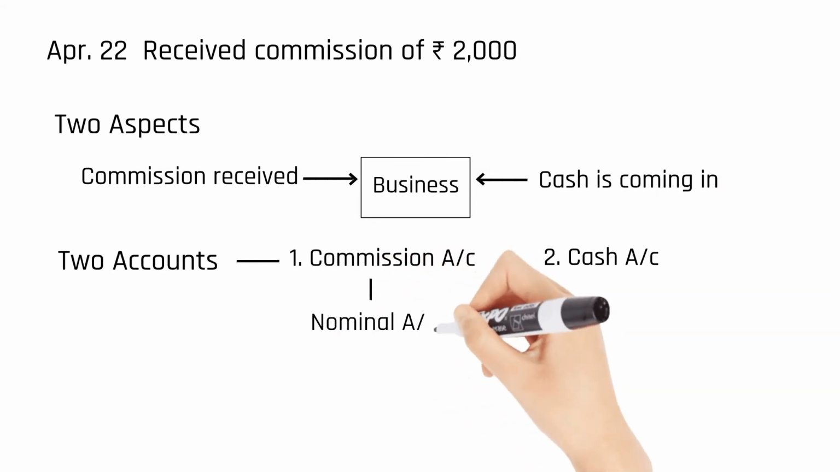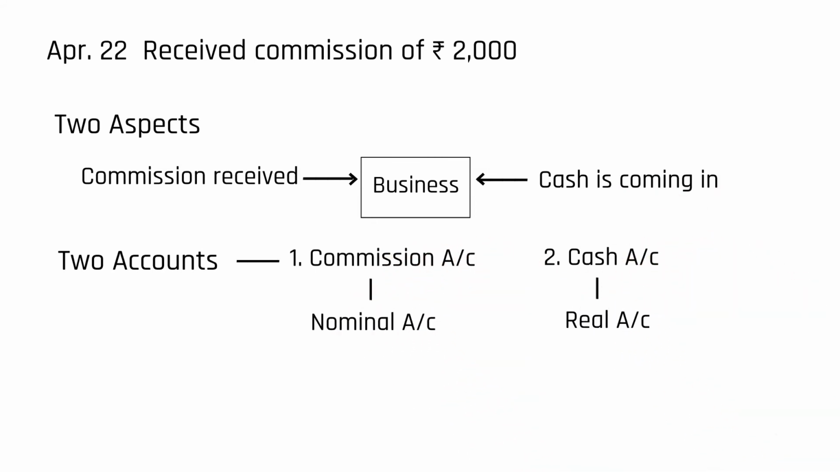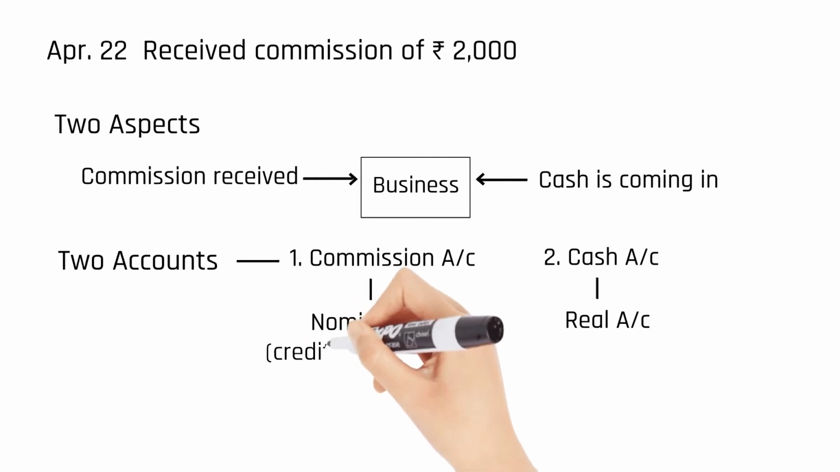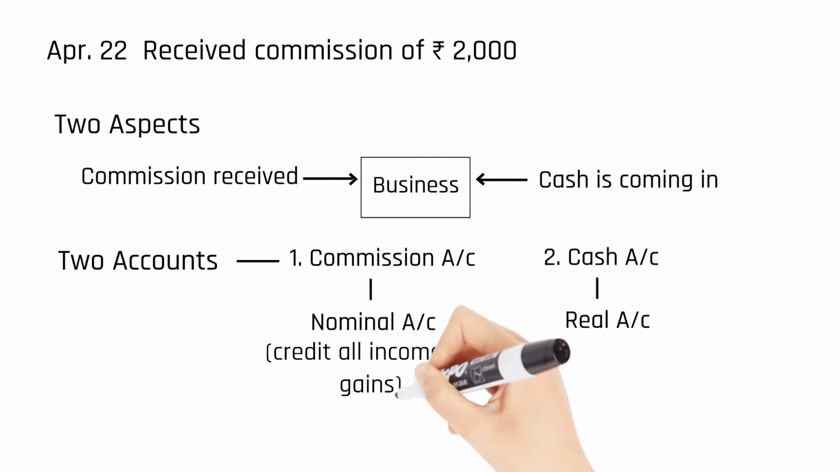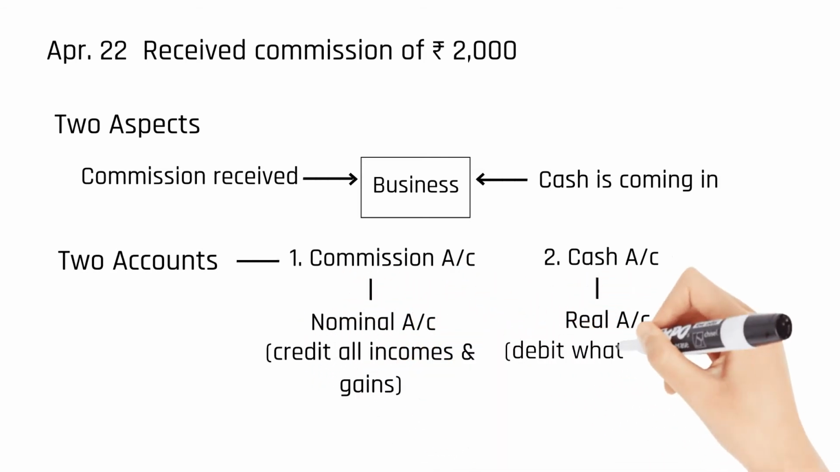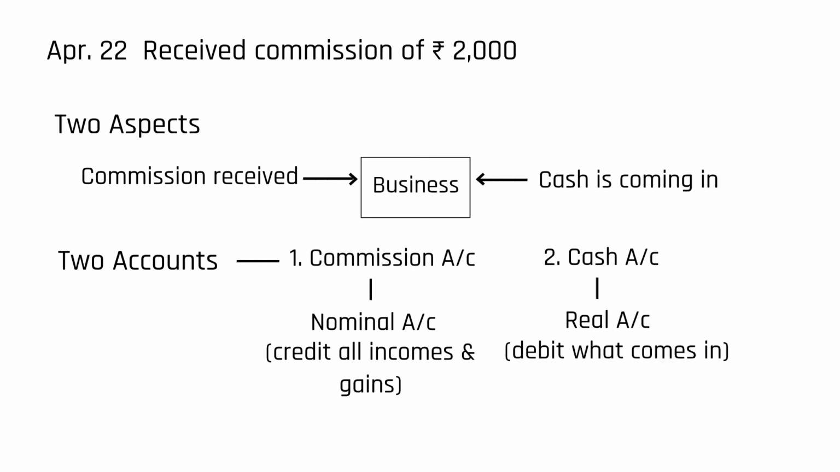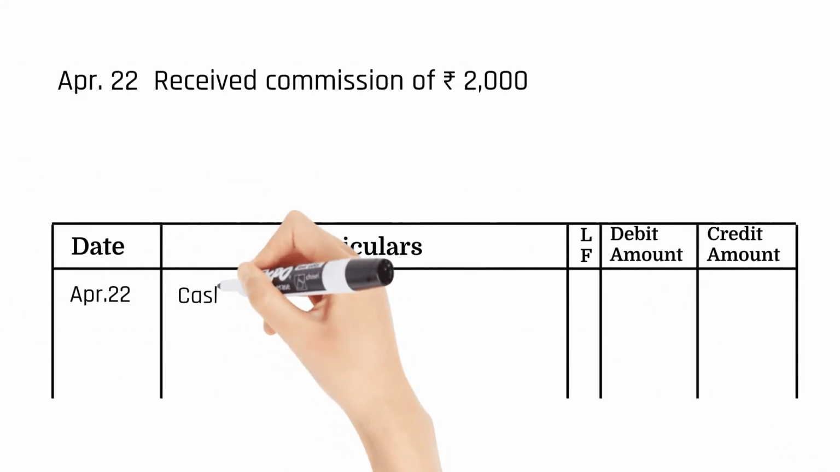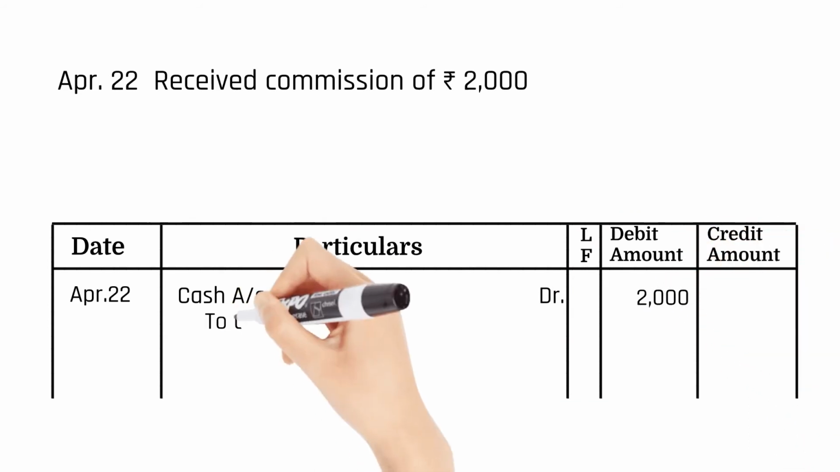Rules for nominal account: here commission is an income, so credit all incomes and gains. And cash is coming in, so debit what comes in for real account. Entry becomes cash account debit to commission account 2,000, being commission received.